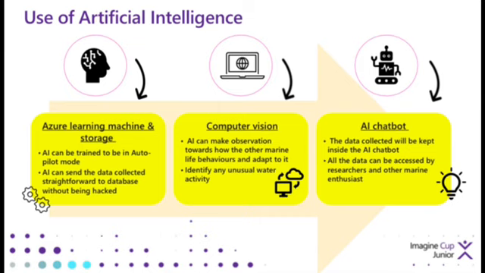Second, computer vision. AI can make observations of how marine life behaves and adapt to it. AI also can identify any unusual water activity. Third, AI chatbot. The data collected will be kept inside the AI chatbot. All the data can be accessed by researchers and other marine enthusiasts.